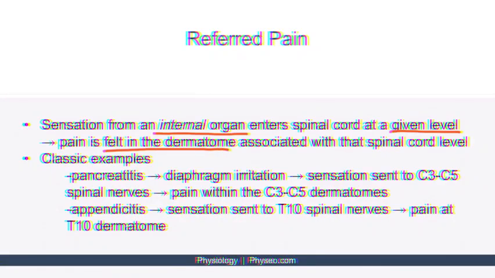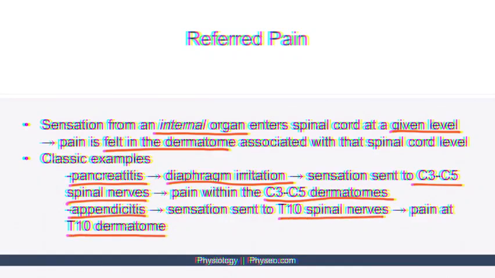Some classic examples are pancreatitis. So the pancreas causes diaphragm irritation, and the diaphragm is innervated by C3, 4, and 5. And so the sensation is sent to those spinal nerves, but the central nervous system identifies pain at that spinal cord level, but in the dermatomal region. Another example is appendicitis, where sensation is sent to the T10 spinal nerves, but the pain is felt at the T10 dermatome. So it's as though the spinal cord senses the pain from the correct level, but attributes it to the wrong part. So we're having pain in the dermatome when there's no problem with the dermatome, rather there was a problem with the internal organ.